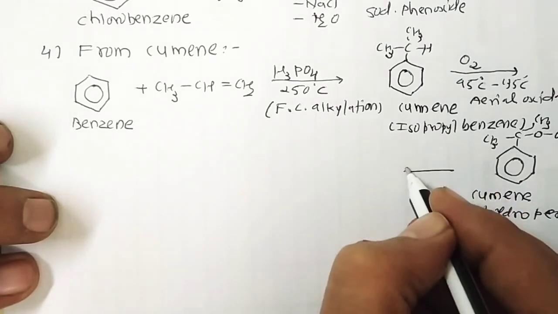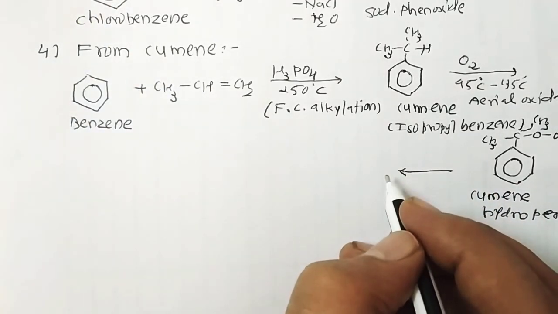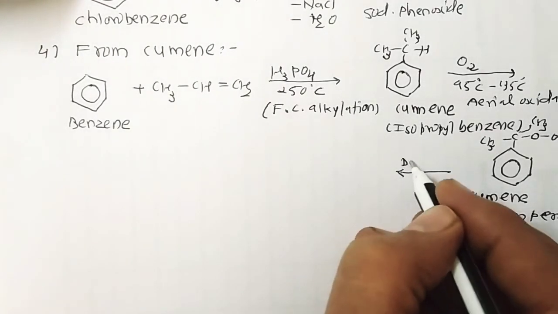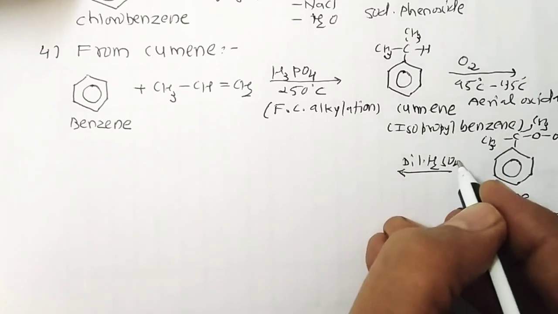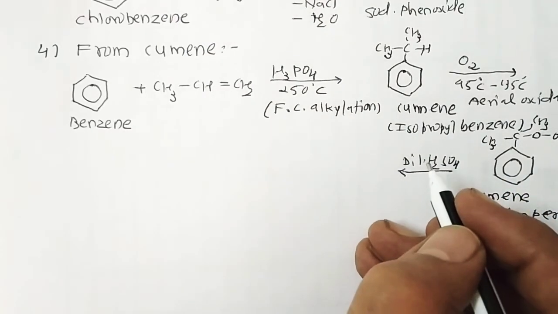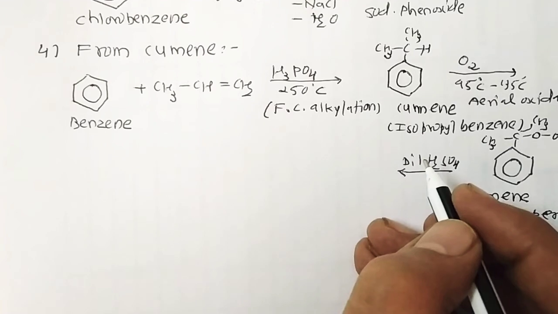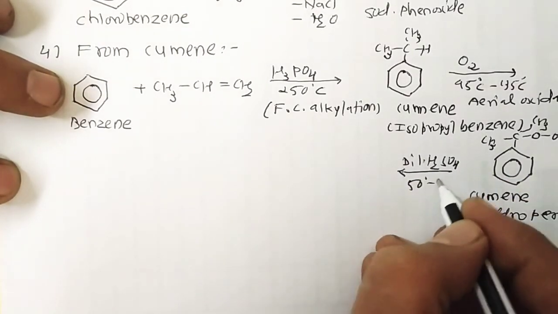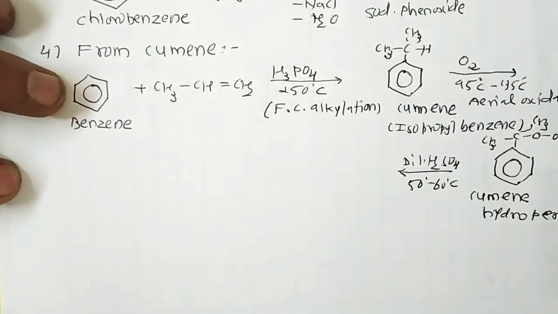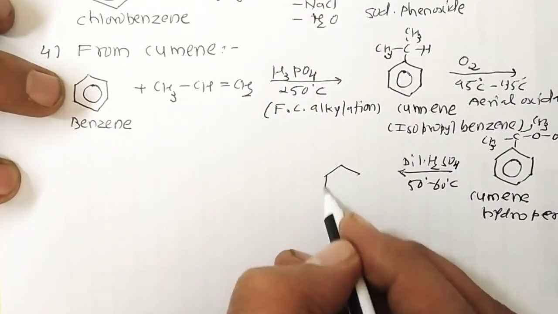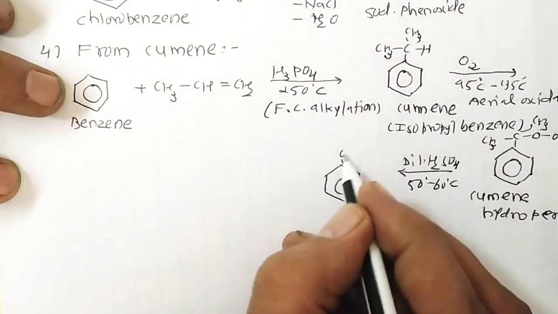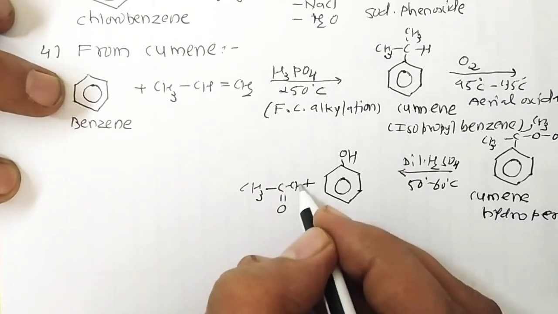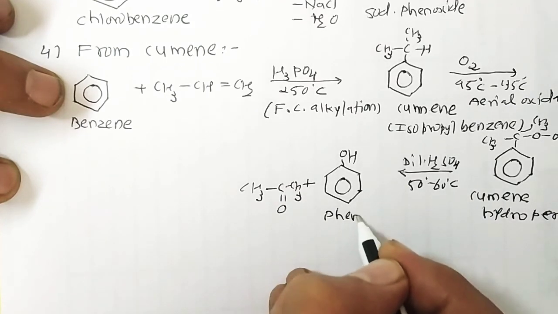Now this cumene hydroperoxide, upon subsequent hydrolysis with aqueous acid, meaning dilute H2SO4, at almost 50 to 60 degrees centigrade temperature, converts into phenol. And acetone is our byproduct, CH3-C=O-CH3. So we get the product, phenol.